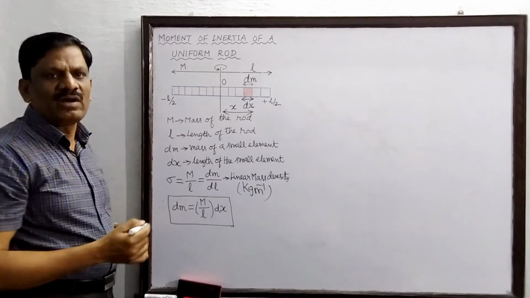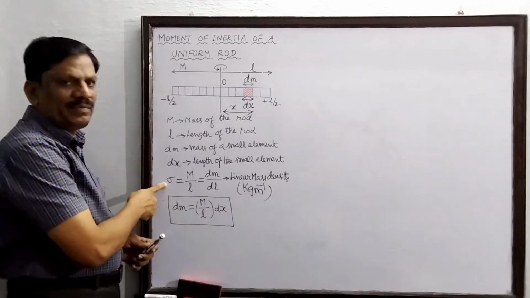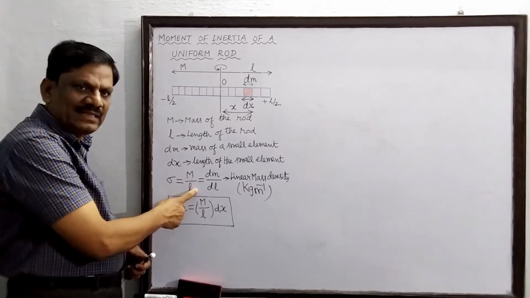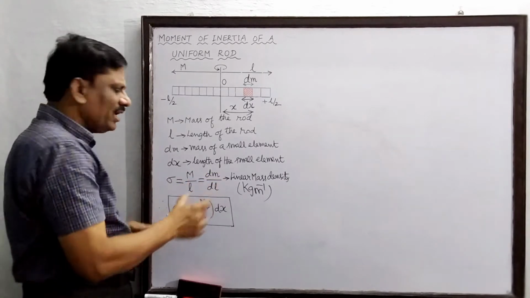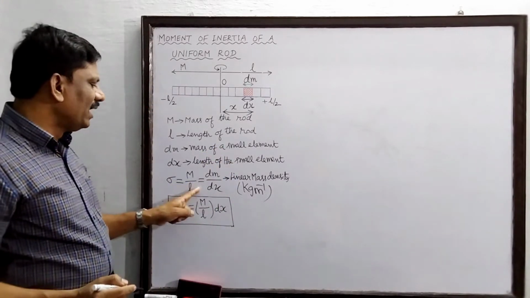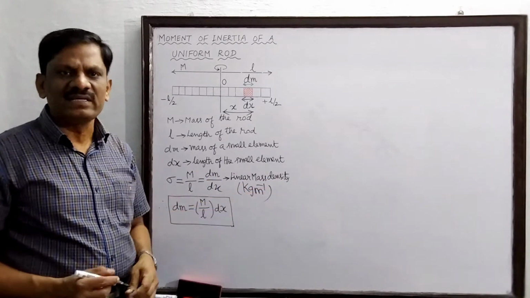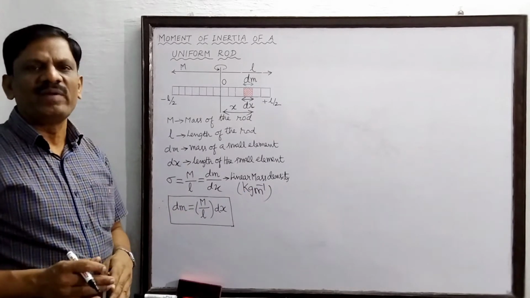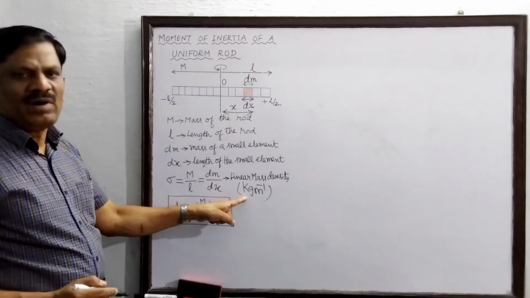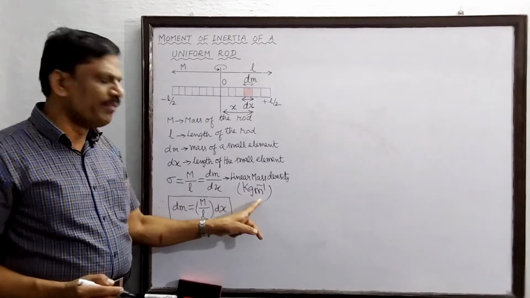So since it is a uniform rod, I told you the mass per unit length must be the same at all points. So that is denoted by the symbol sigma. So sigma is the ratio of the total mass by total length, or the elementary mass by the elemental length. So the elementary length we have taken as dx. So this ratio of M by l, which is also equal to dm by dx, is called linear mass density. So the linear mass density remains constant because it is a uniform rod. Since it is a ratio of mass and length, the unit of linear mass density is kilogram per meter.